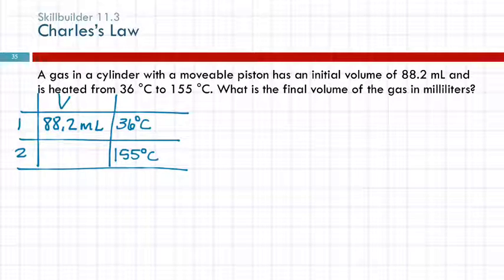There is a certain amount of reading comprehension that is necessary to understand these problems. But if you qualified to take this class, you should be very qualified to do that. What's wrong with those temperatures? They're in Celsius. We need to convert them to Kelvin. So 36 plus 273 is 309 Kelvin, and 155 plus 273 is 428 Kelvin.